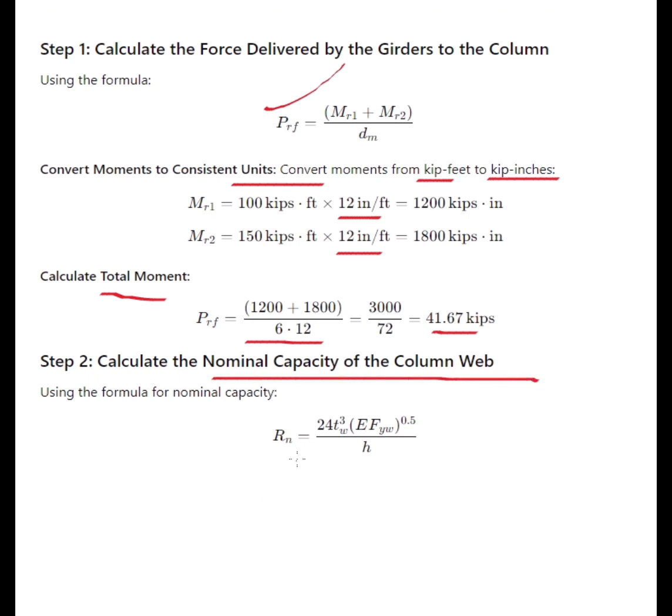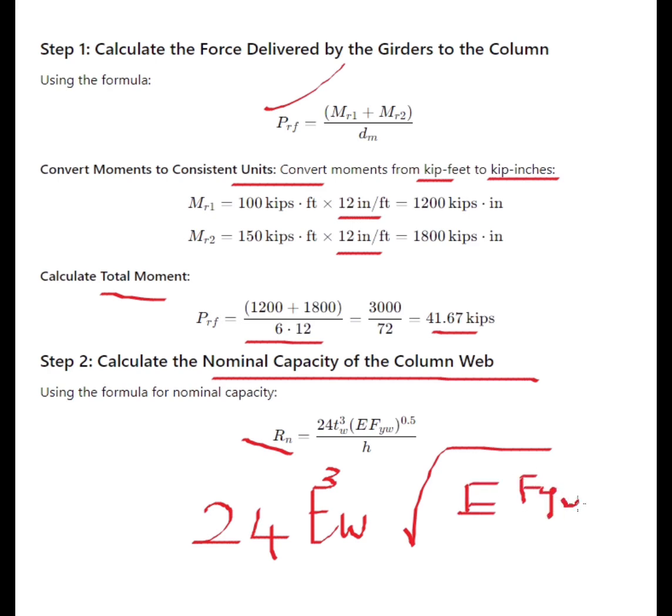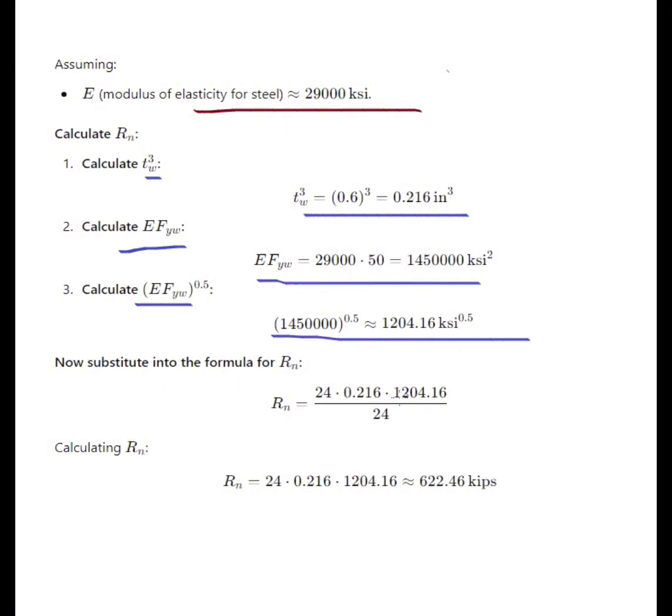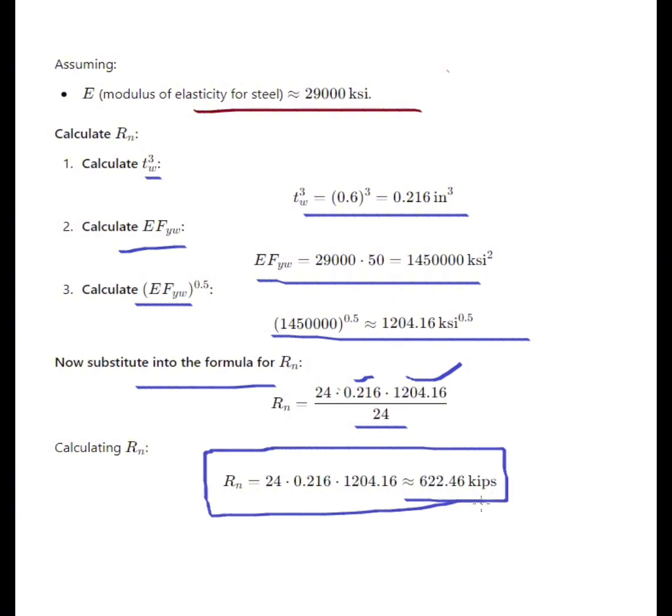The second step is the nominal capacity of the column web. We know the formula for the nominal capacity, Rn equal to 24 times TW cube times square root of E FYW by H. So we know the Young's modulus of the steel is 29,000 and TW cube is 0.6 cubed. Calculate E FYW, calculate the square root of this value, and then substitute in the formula: 24 times 0.216 times 1204 by 24. It becomes 622.46 kips.